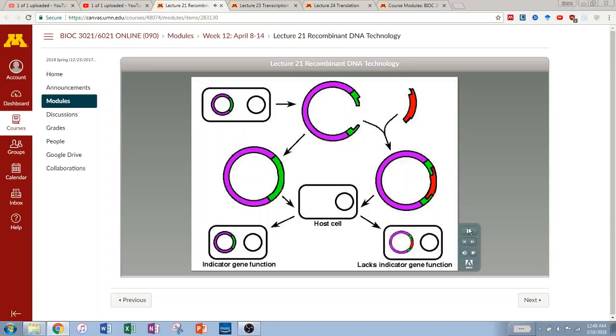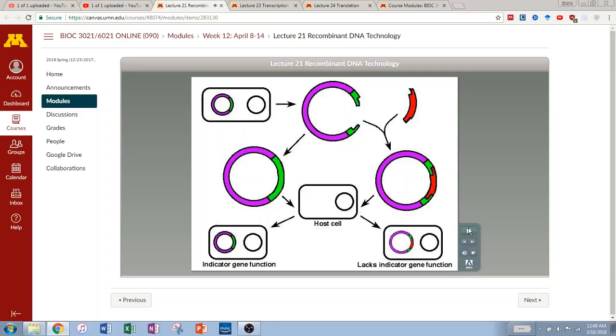Here's a diagram showing the possible outcomes that we just outlined. The purple part of the plasmid represents DNA that comes from the plasmid, and the green part is the reporter gene that's been inserted into the plasmid. In the upper part of the diagram, the reporter gene has been cut with a restriction endonuclease.